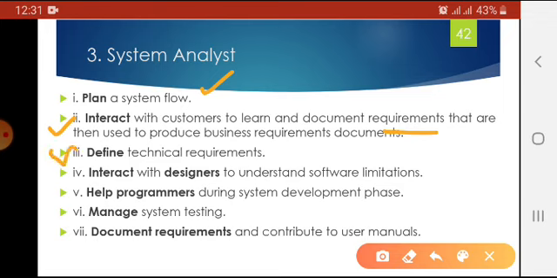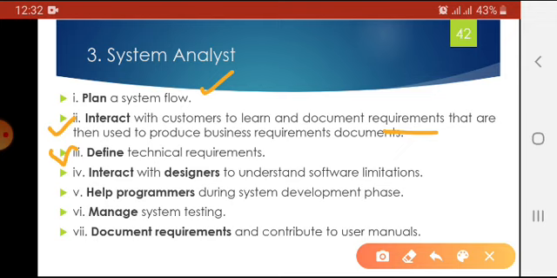System analysts also define the technical requirements of a system. There are basically two types of requirements. One is technical, and the other one is non-technical. The customer usually tells their requirements in a non-technical way, but the system analyst understands those non-technical details and translates them into technical terms, like what technology is required, what expertise level is required to develop the project, and so on.